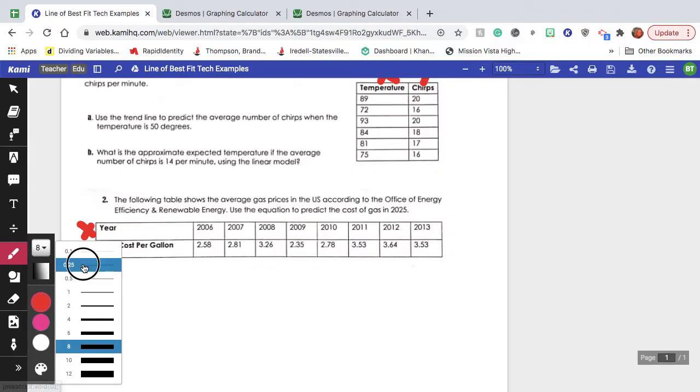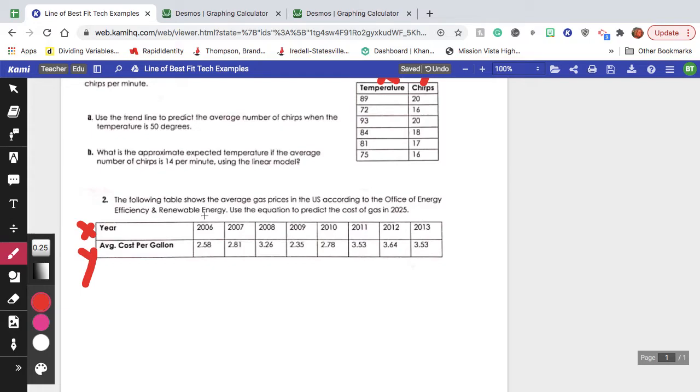And then when we think about our 2006, this is the beginning. So this is our 0 year. And then as we move up, that means 2006 would be our 0, 2007 would be our 1, 2008 would be 2, 2009 would be 3, 2010 would be 4, 2011 would be 5, 2012 would be 6, and 2013 would be 7. So when we put in our data, we're actually putting in 0, 1, 2, 3, 4, 5, 6, 7 for our x, and then our numbers. And this is average cost per gallon.